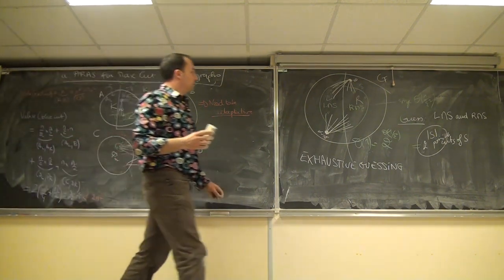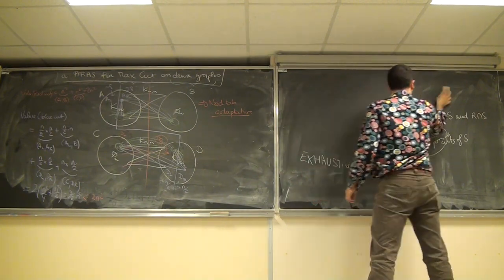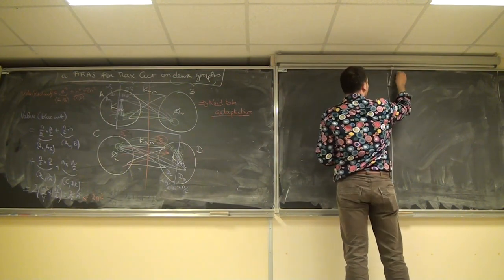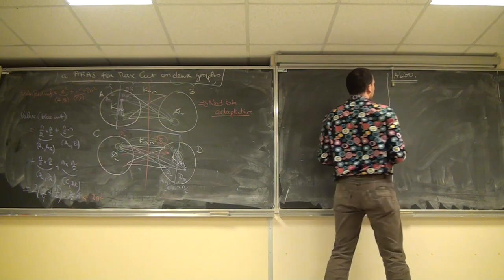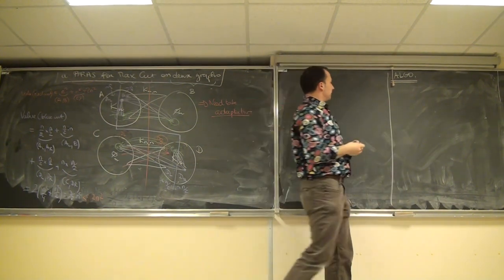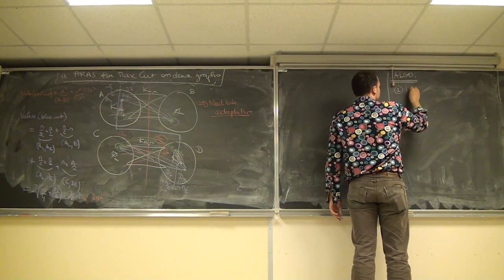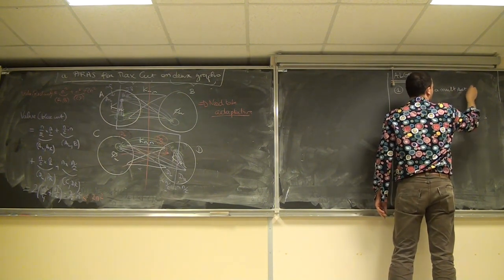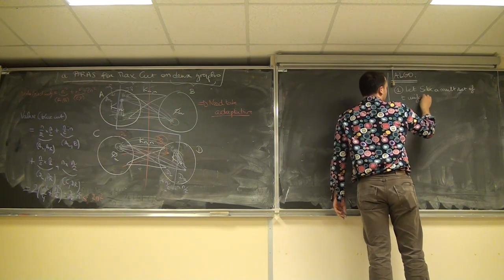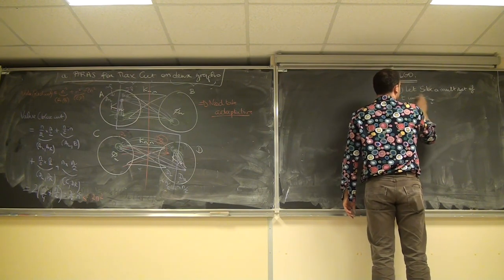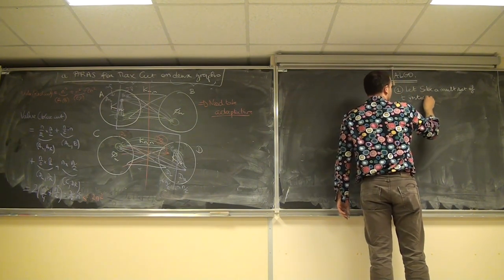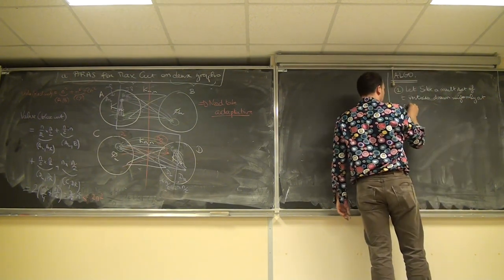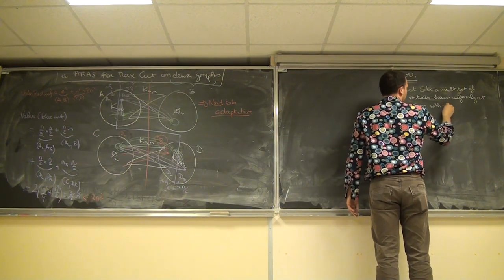So the much simpler algorithm works as follows. Algorithm. First, let S be a multiset of T vertices drawn uniformly at random with replacement.